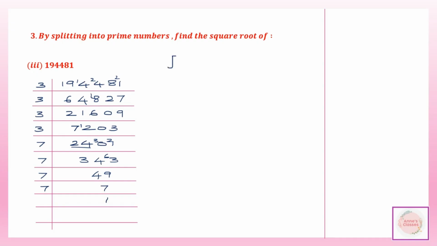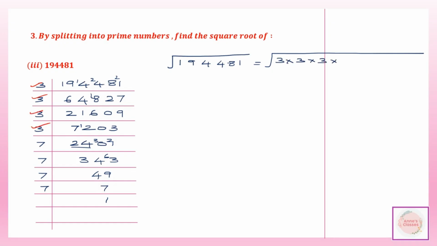So now let's find the square root of 1,94,481. Let's write down all the prime factors that we have got here. So first let's write down the 3's. 1, 2, 3, 4. There are 4 3's. Now let's write the 7's. 1, 2, 3 and 4. So there are 4 7's also. So into 7 4 times.